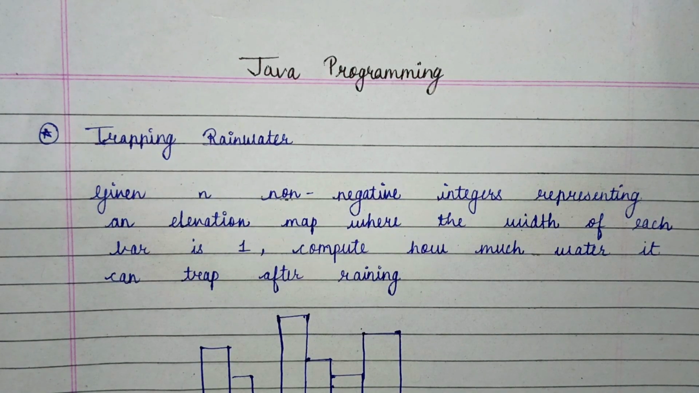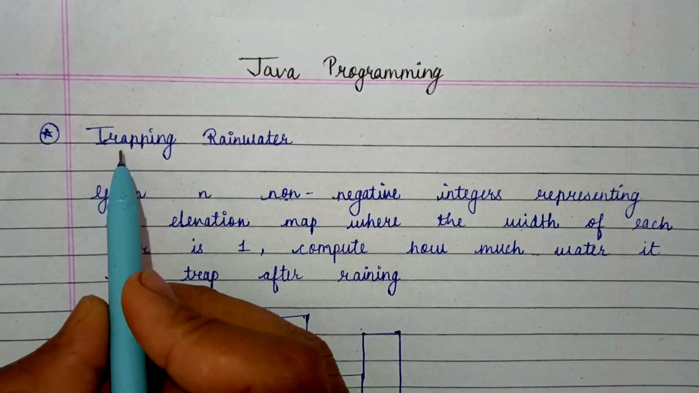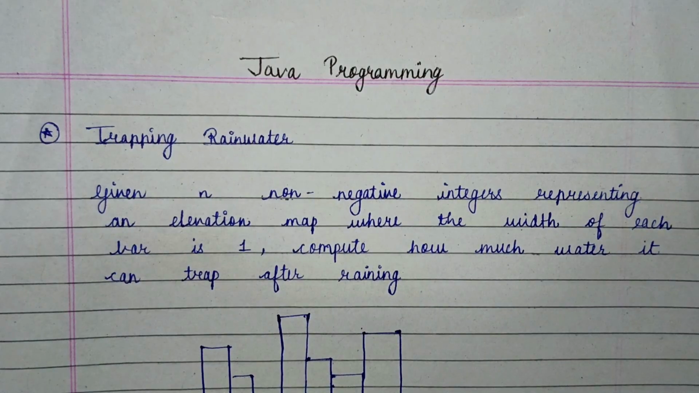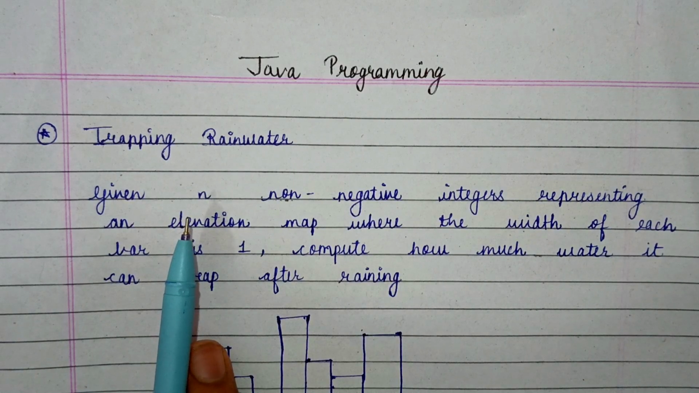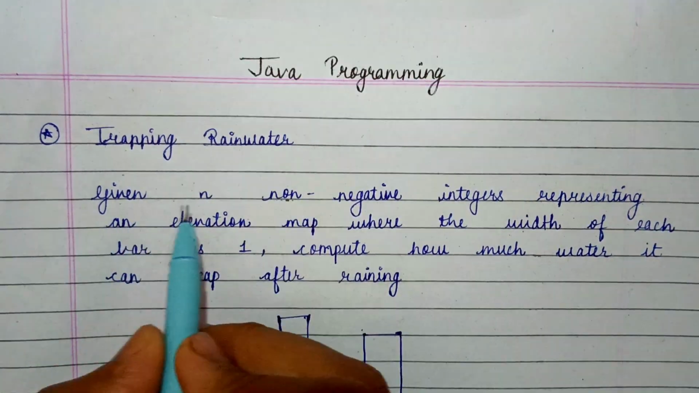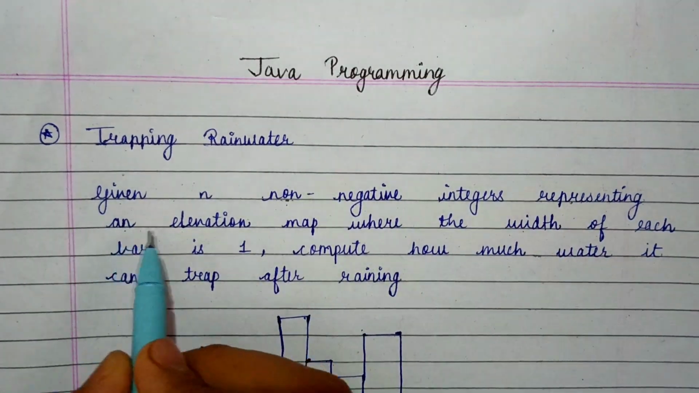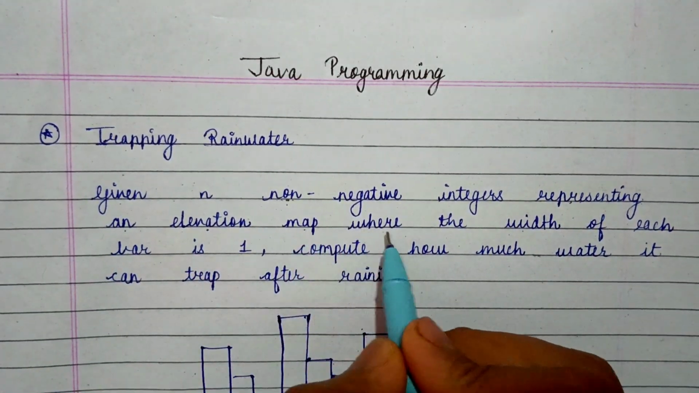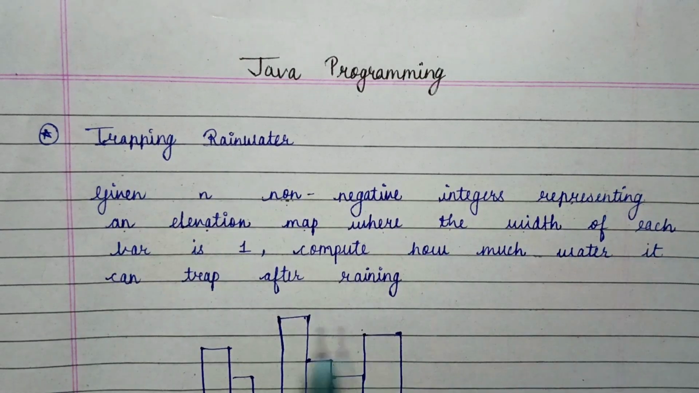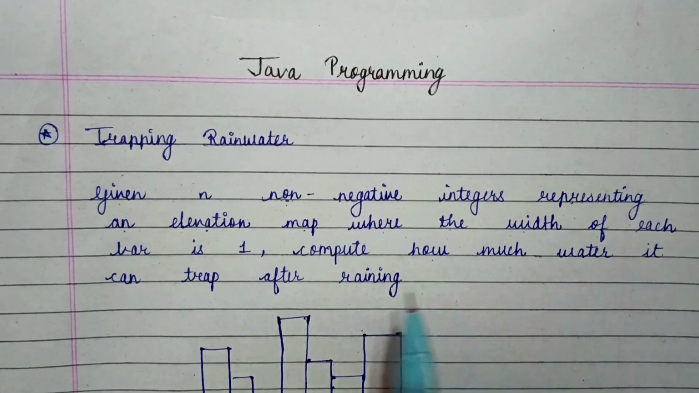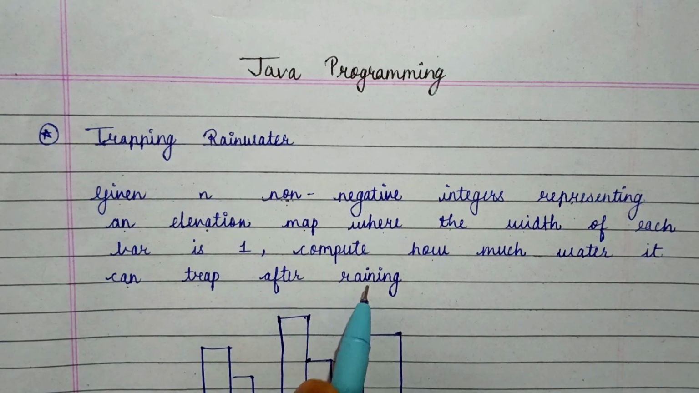In today's video we are going to solve the problem trapping rainwater. Okay, so let's start. The trapping rainwater is a medium level problem in DSA. Given n non-negative integers representing an elevation map where the width of each bar is 1, compute how much water it can trap after raining.